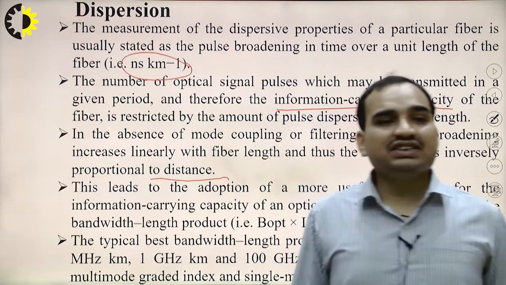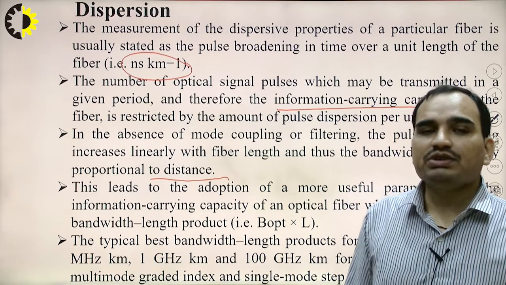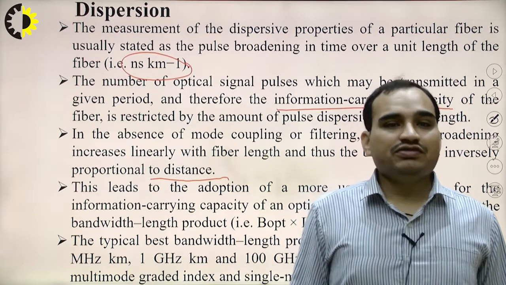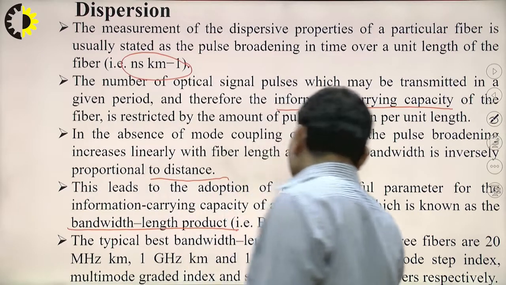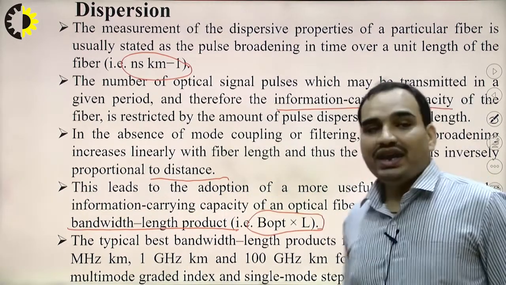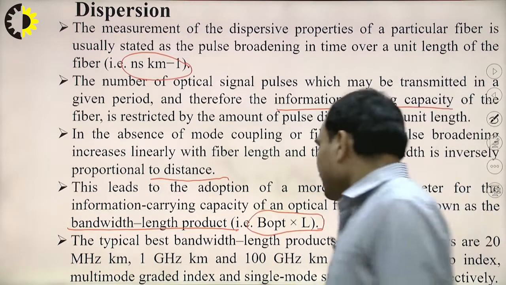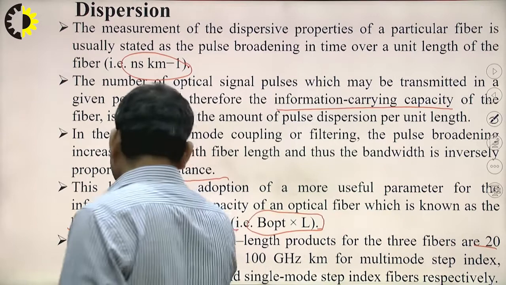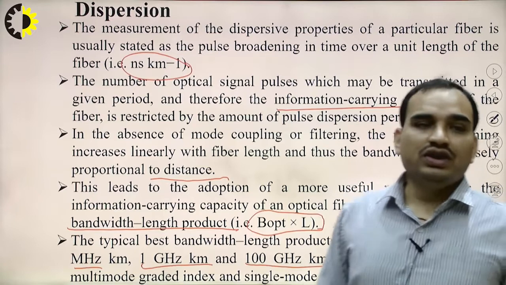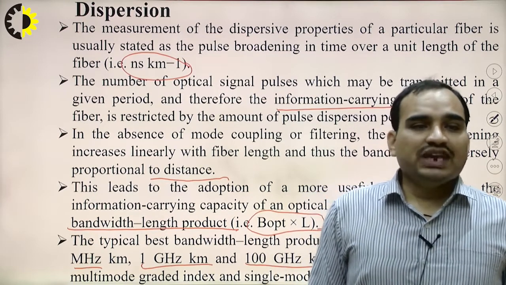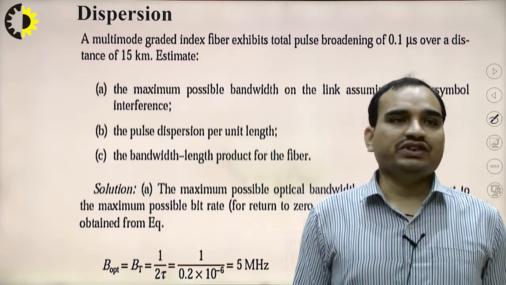So, this leads to the adoption of a more useful parameter for the information carrying capacity of an optical fiber, which is known as the bandwidth length product, that is B optimum multiplied by length. The typical best bandwidth length products for the three fibers are 20 megahertz kilometer, 1 gigahertz kilometer and 100 gigahertz kilometer, for the multi-mode step index, multi-mode graded index and single mode step index fiber respectively.